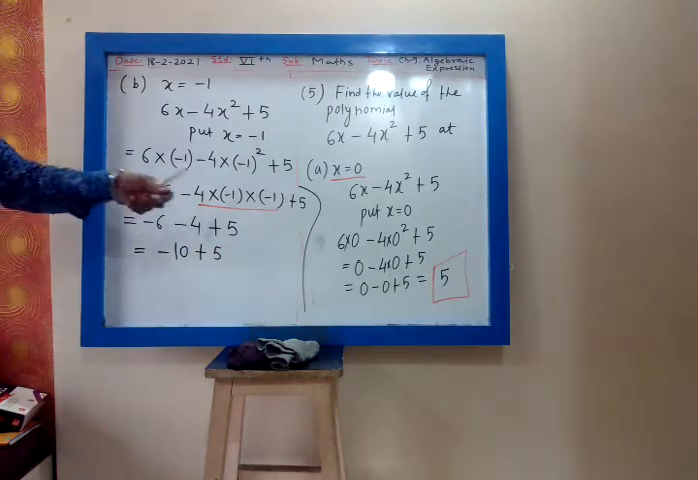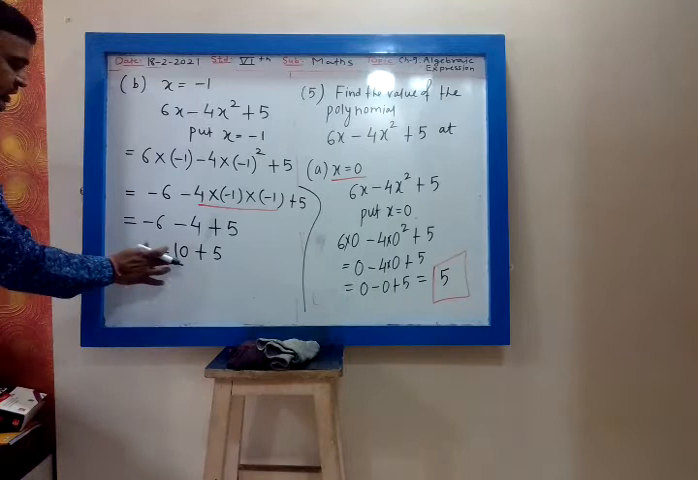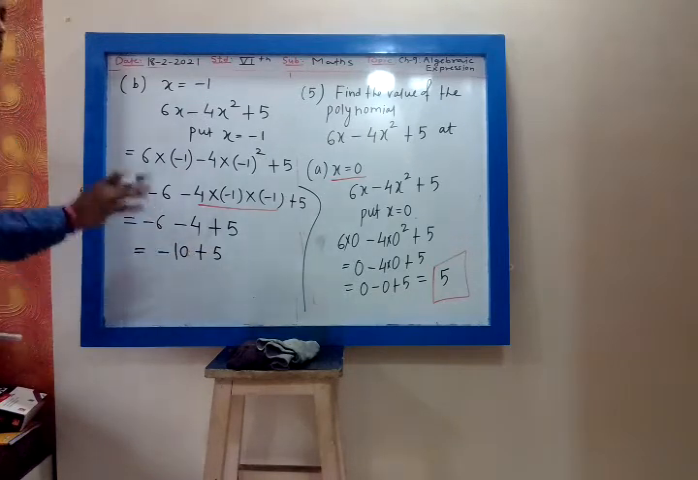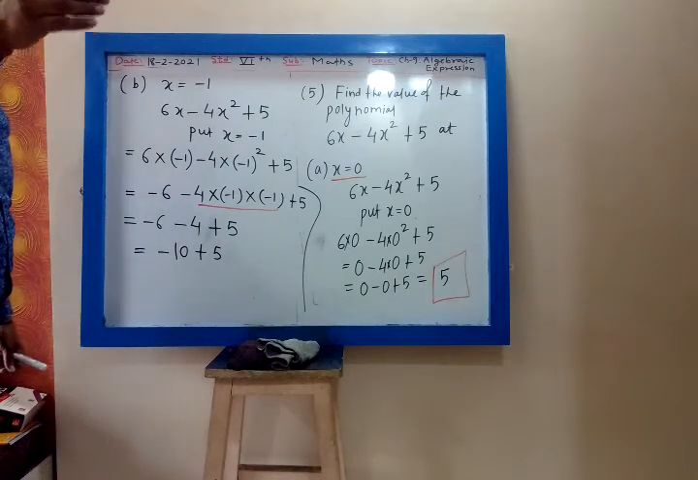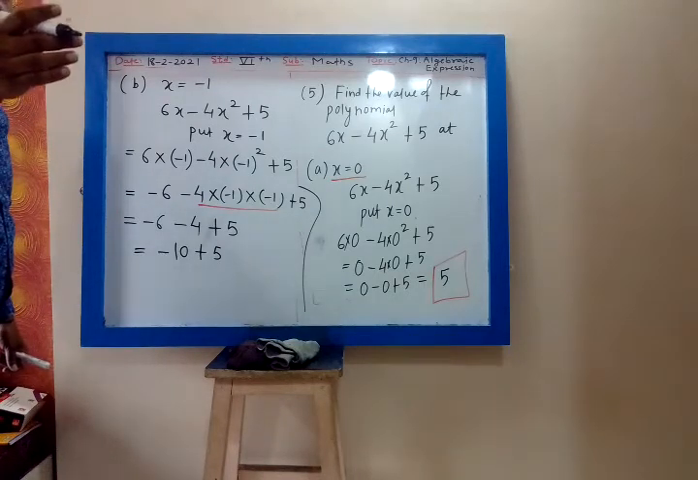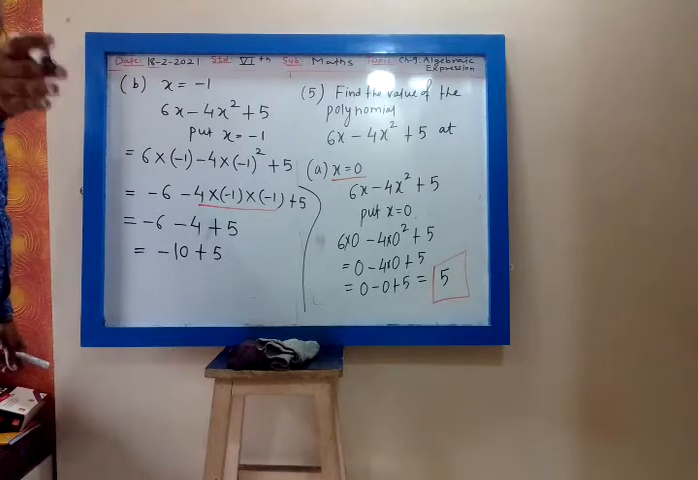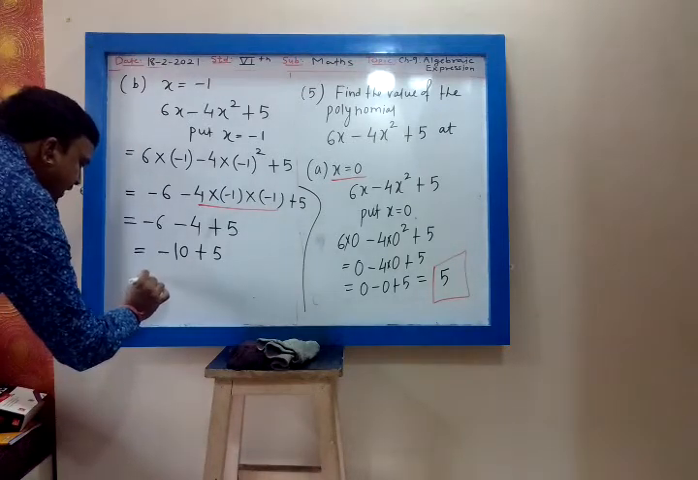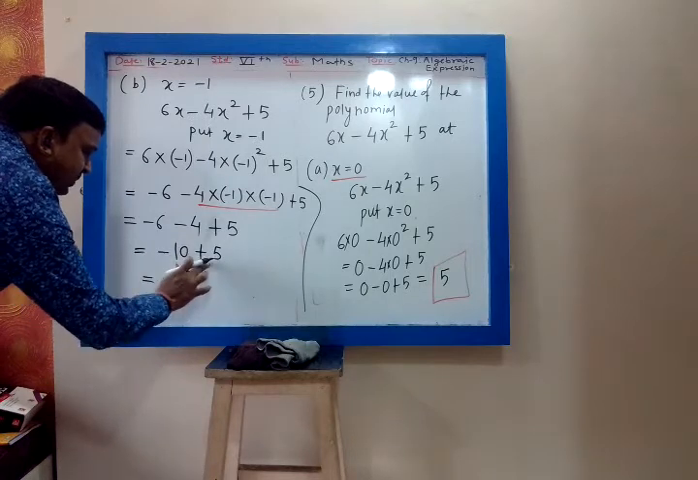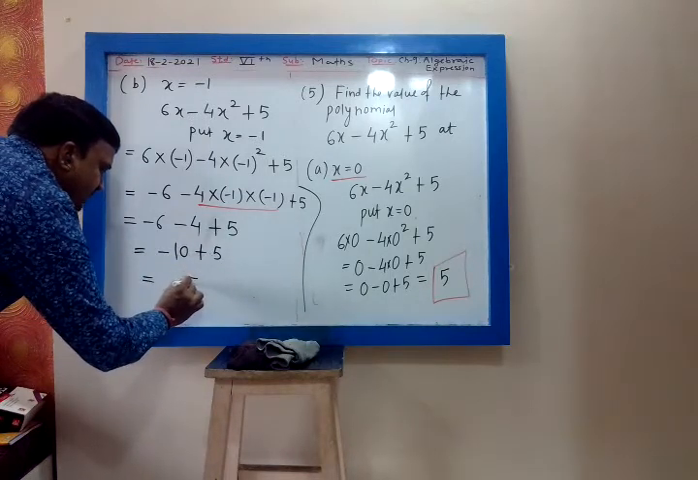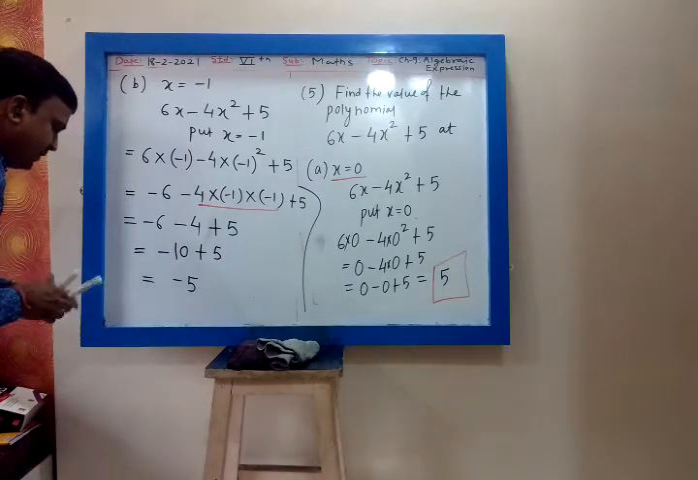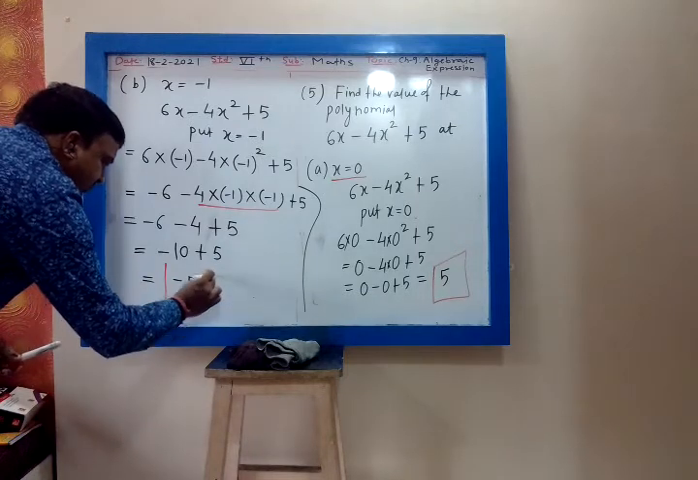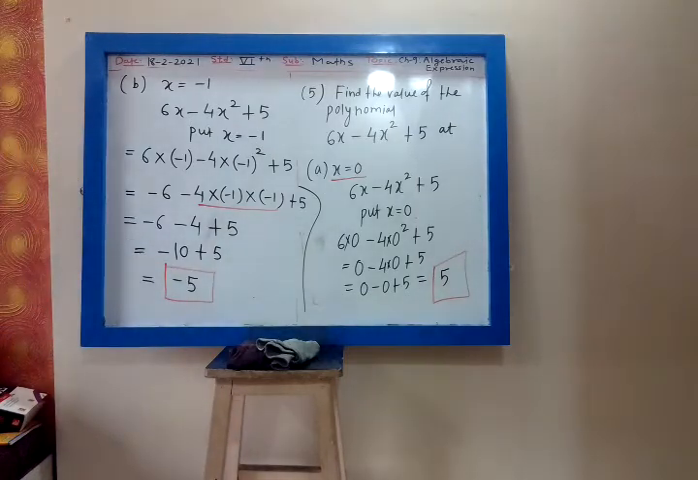Now minus 10 and 5, they have opposite sign. 10 is having minus, 5 is having plus. So whenever they have opposite sign, you have to subtract smaller number from bigger number and take the sign of bigger number. So that is minus and plus, opposite sign, subtract. 10 minus 5, 5. Now which number is bigger? 10. What is sign of that? Minus. So answer is minus 5.